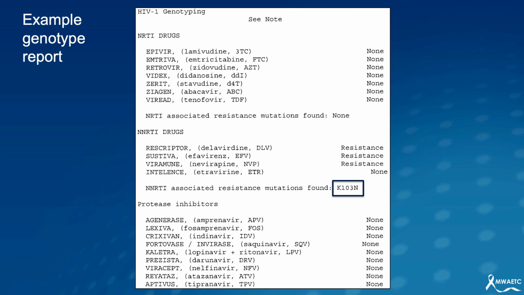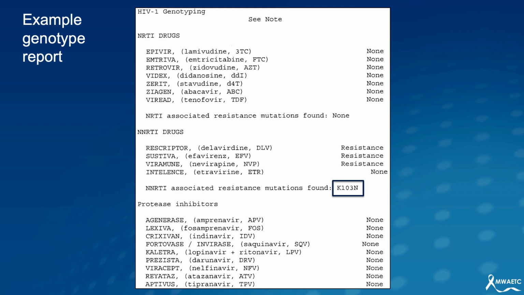So here's an example of a report you might get from a genotype. You can see drugs, you can see resistance-associated mutations for the different classes. Here is a mutation that was found, K103N. So what does that mean? So the lab sequenced the genes of interest, and at position 103 in the reverse transcriptase gene, the amino acid K was replaced by the amino acid N.